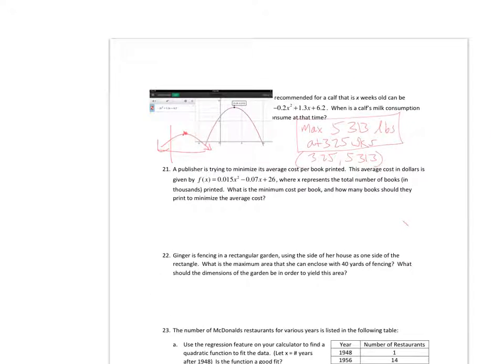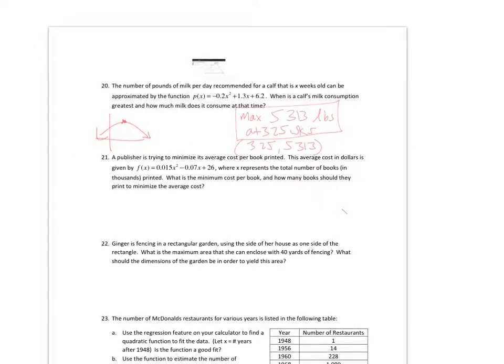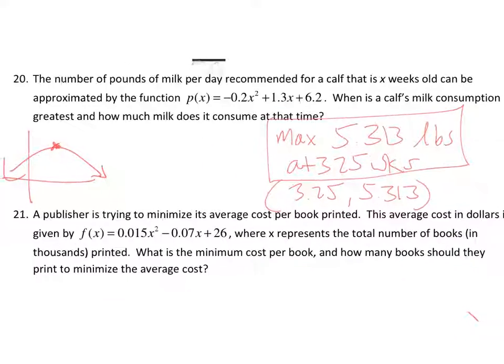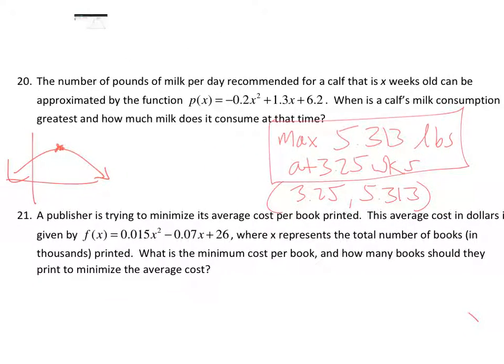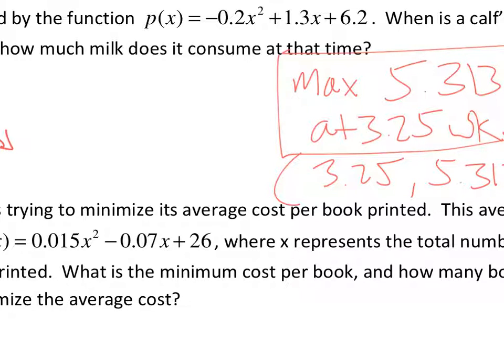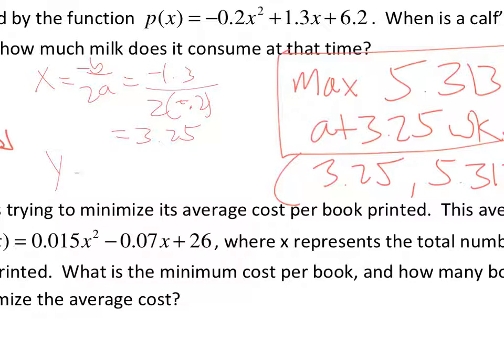We could also, let's tuck this away here, we could also have found the vertex using negative b over 2a. X equals negative b over 2a, and that is negative 1.3 over 2 times negative 0.2. If you work that out, that's going to give us 3.25. And then plug that back in, and you're going to find out that p of 3.25 is going to be the 5.313. So you can find the vertex that way too.